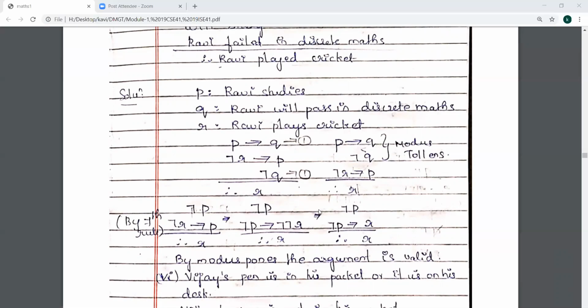So whenever you want to check whether the argument is valid or not, first start with only the premises given in the problem, and try to bring the conclusion using rules of inference.